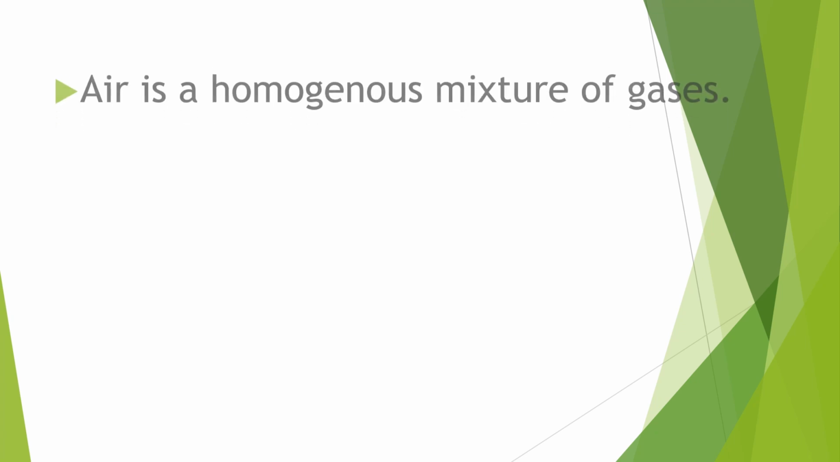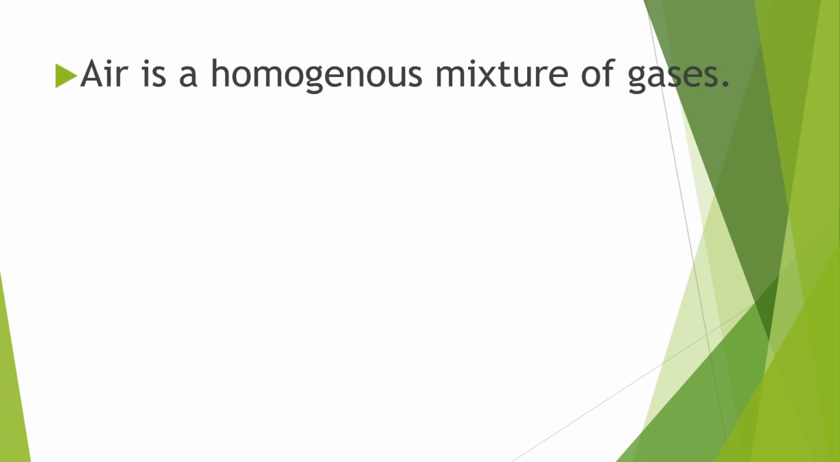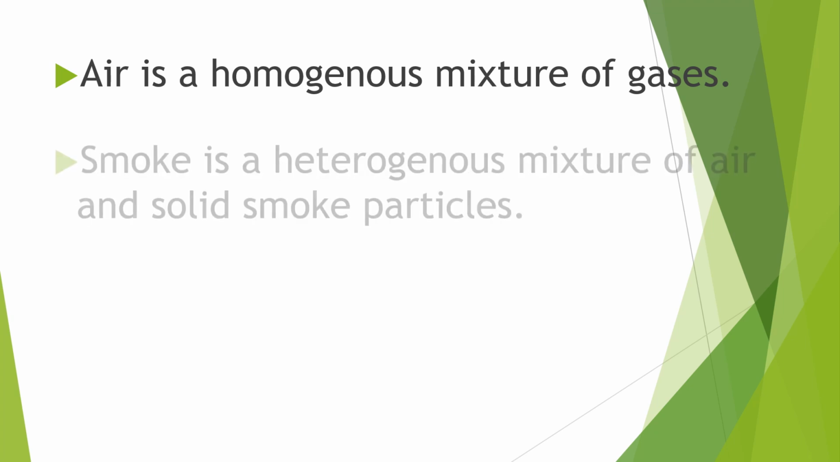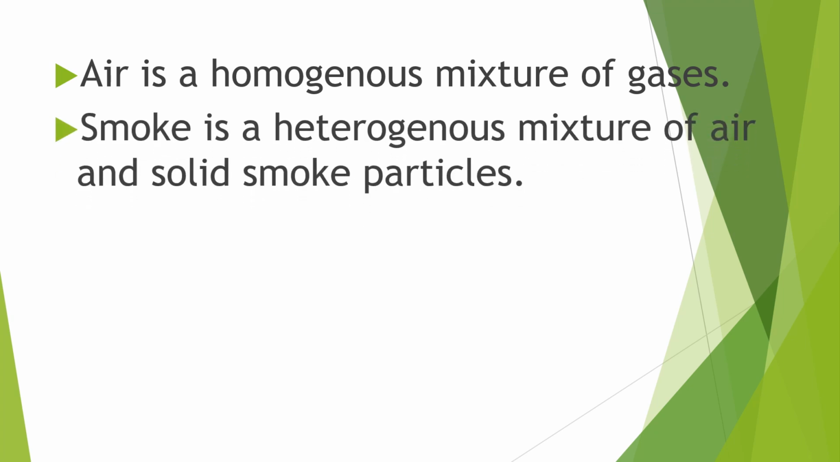Let us continue. Air is a homogeneous mixture of gases. So when we talk about air, we define air as a mixture of gases. Therefore, it is categorized as a homogeneous mixture, meaning that it is a form of a uniform mixture without distinct layers. But we have some part of air which is heterogeneous. For example, smoke. Smoke is a heterogeneous mixture of air and solid smoke particles.